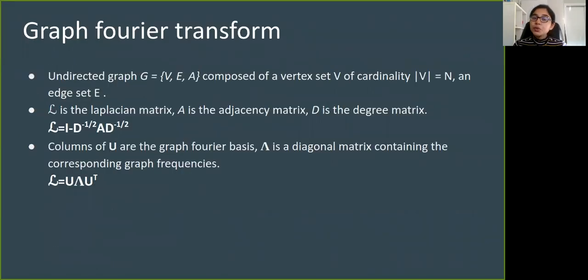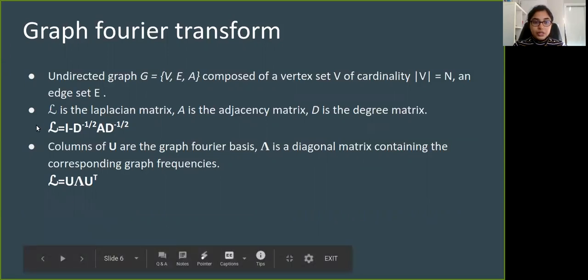So I'm coming to graph Fourier transform now. Let's say we have a graph G which has a vertex set V and edge set E, and the adjacency matrix of that graph is represented by A. And the cardinality of this graph is n. That means there are n number of nodes. We construct the Laplacian matrix using this equation.